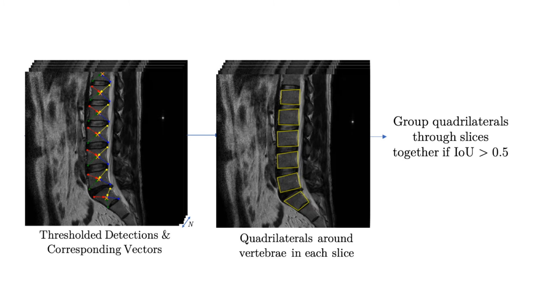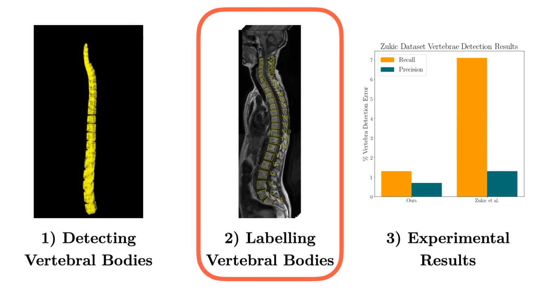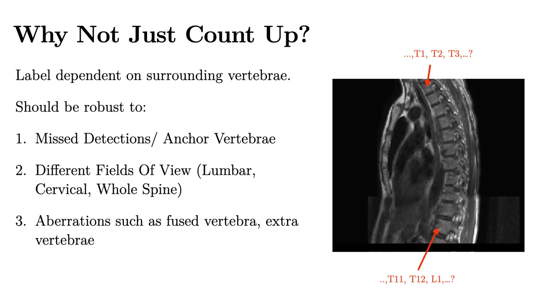We must now group these detections across sagittal slices. This is simply done by grouping quadrilaterals across slices if their intersection over union is greater than 0.5. We will now move on to the second contribution of this paper, where we determine the vertebral level corresponding to our detections. However, before delving into the method, I'd like to first outline why we require a more sophisticated solution than simply counting up from the bottom vertebra.